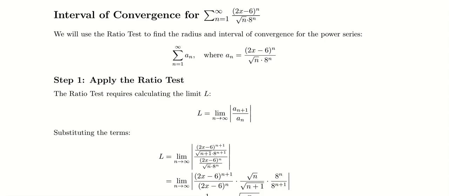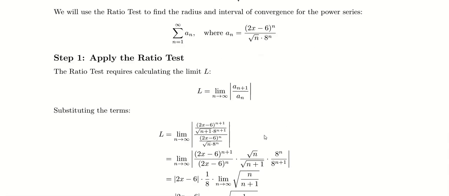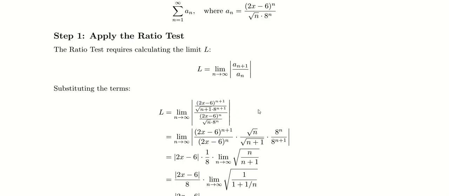So we're going to look at the limit as n approaches infinity of the n plus first term over the nth term. For the n plus first term, we're going to substitute n equals n plus 1. And so we're going to divide these. The nice thing is you can pair them up. So this is the top fraction, this is the bottom fraction.